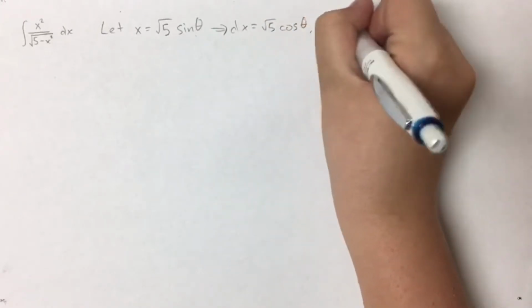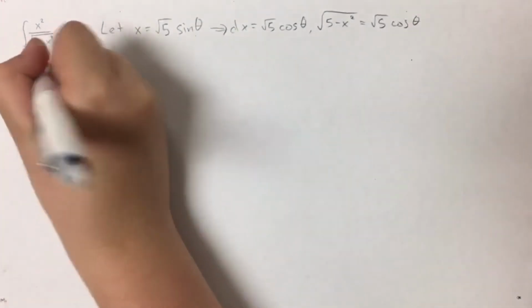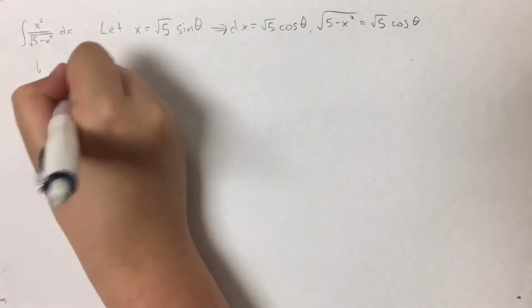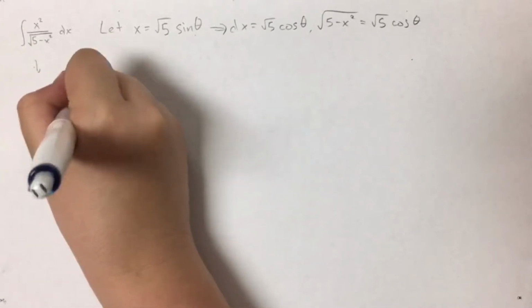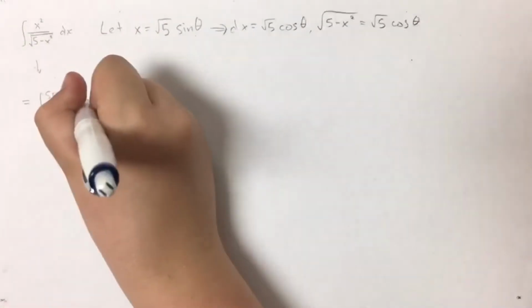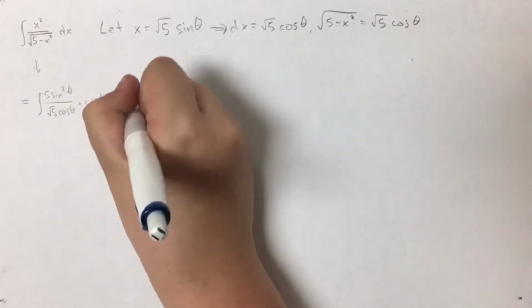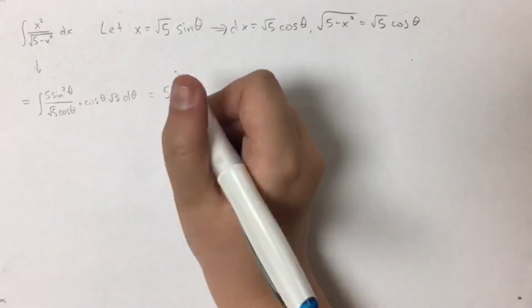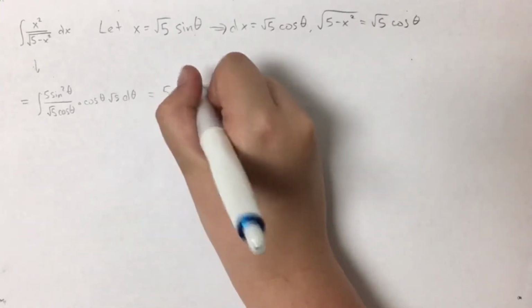and also means that the root of 5 minus x squared equals root 5 cosine theta. Now we substitute this in. Simplifying, this equals the integral of 5 times sine squared theta d theta.